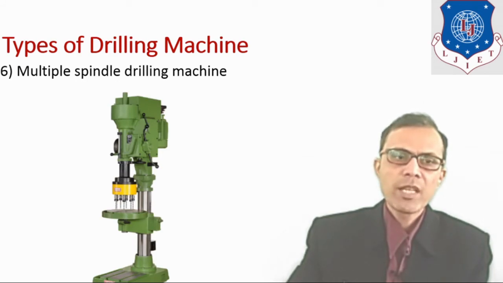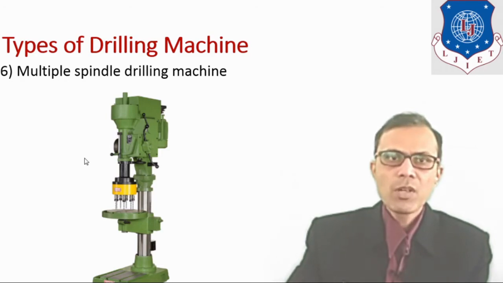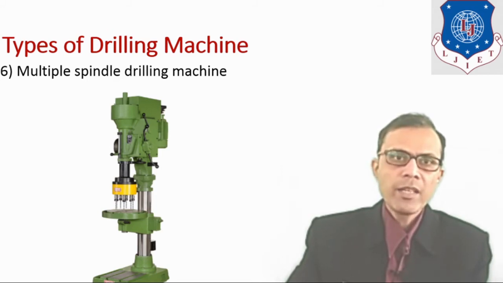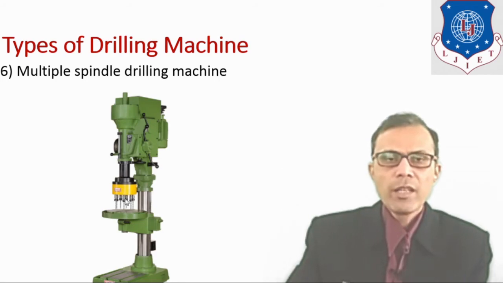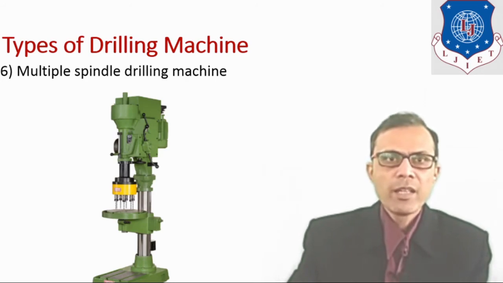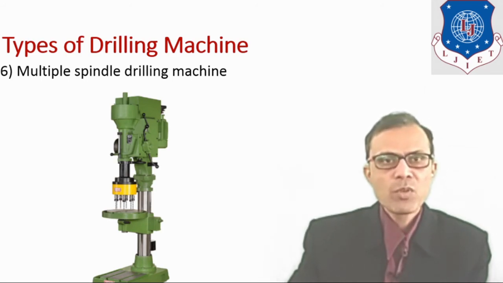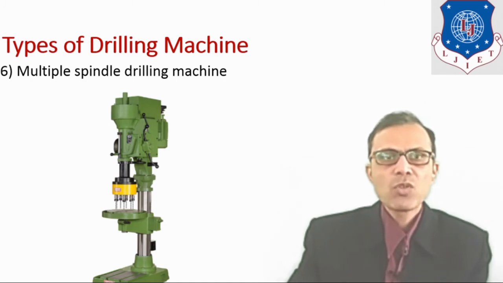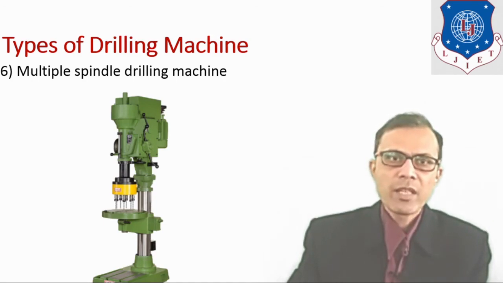Next type of drilling machine is the multiple spindle drilling machine. It consists of a number of drill bits in a common drill head and it can be run by a common electrical motor. So in this case we can produce the same size of hole or different sizes of holes as per the requirement in a single workpiece simultaneously. It may also be useful for mass production work for the same type of job where a number of holes are to be produced simultaneously.